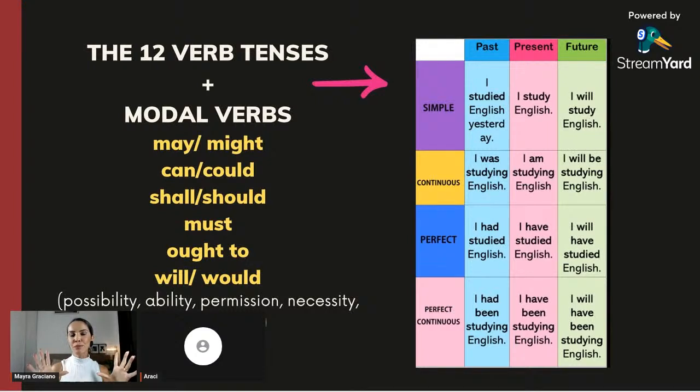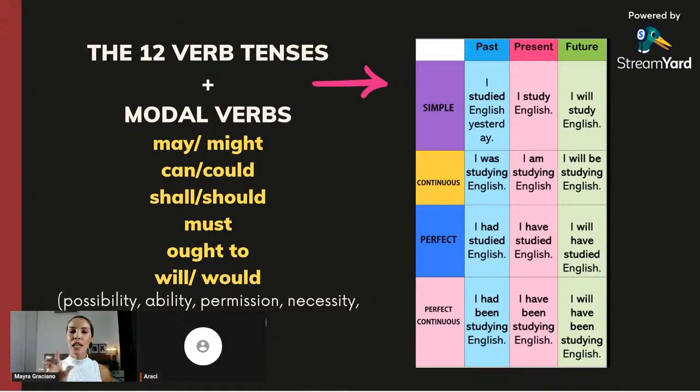Thinking about grammar, we have 12 verb tenses, only 12 verb tenses in the English language. So English is not that difficult, okay? If you think about verb tenses, que são as conjugações, okay? In English we have past, present, future.